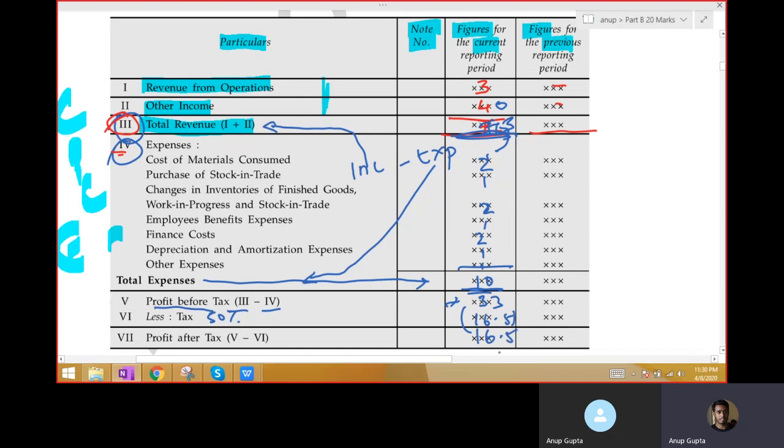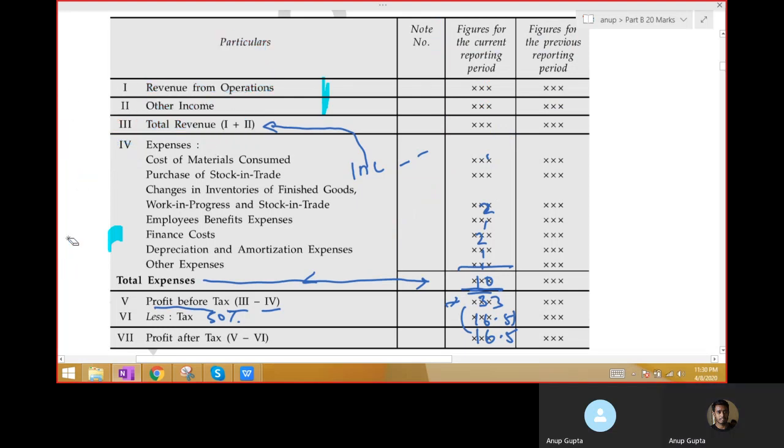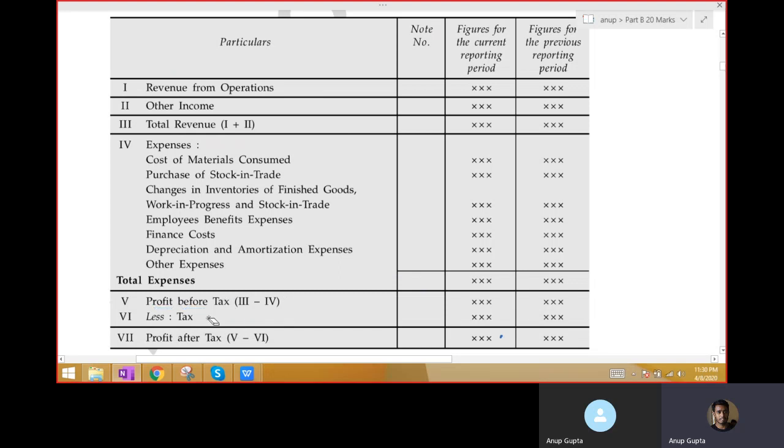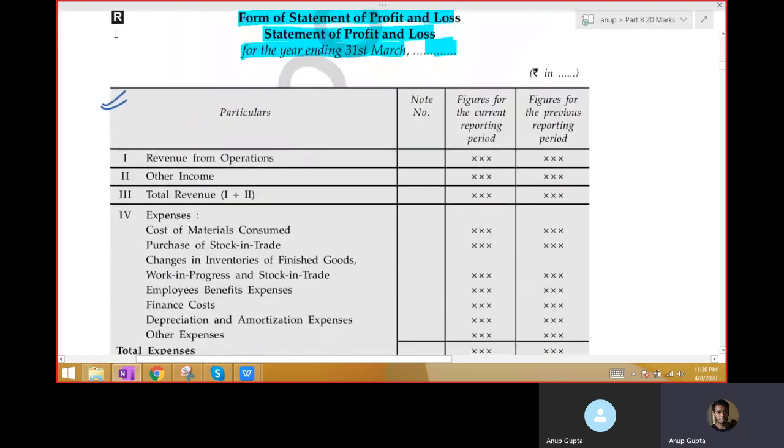Okay, so let us revise the format again. How do we start writing the format? Students, I've noticed that not all of you, but some of you start directly writing the format from here. No, we start writing the format from here.